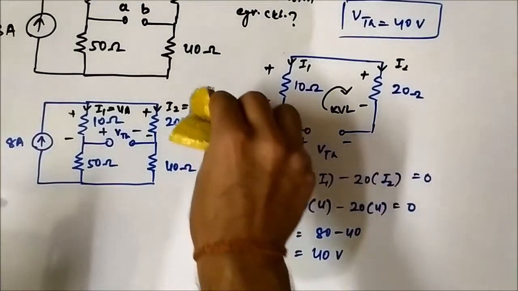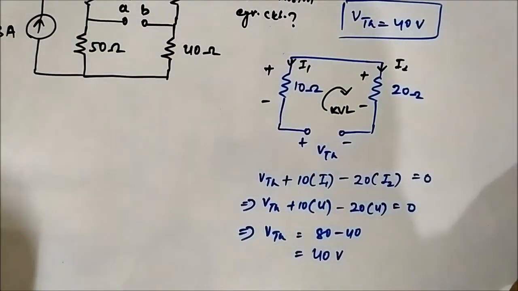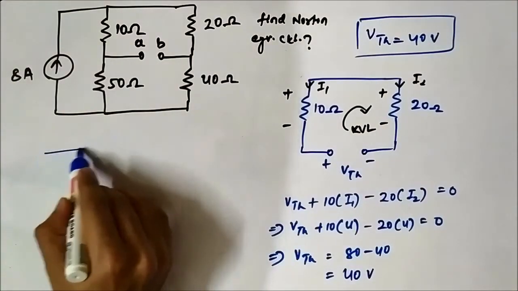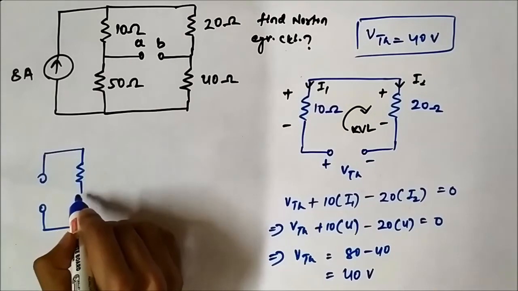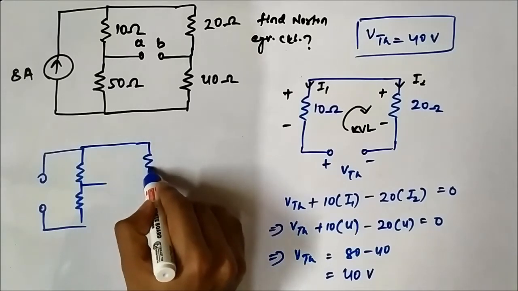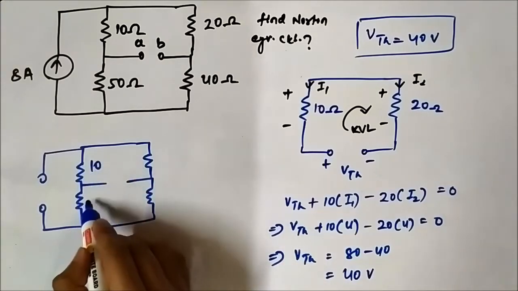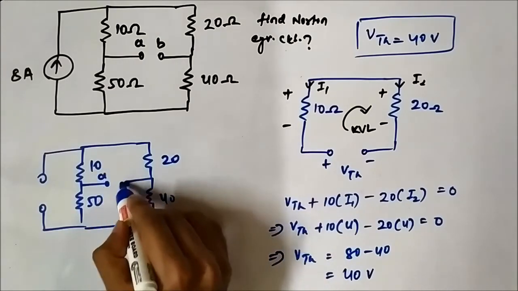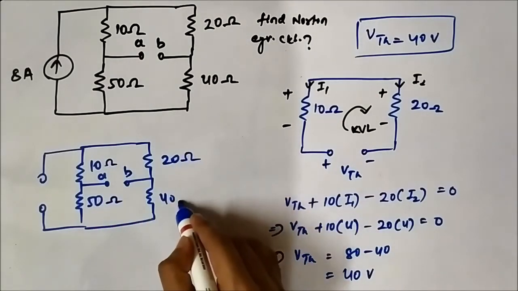Now we have to determine RTH. RTH is simply the equivalent resistance with all the independent sources deactivated. So here we have an independent current source. Deactivating means we have to open circuit it. Okay, then we have 10, 50, 20, 40. So across terminals A and B we have to find the equivalent resistance. It is 10 ohm, 50 ohm, 20 ohm, 40 ohm.